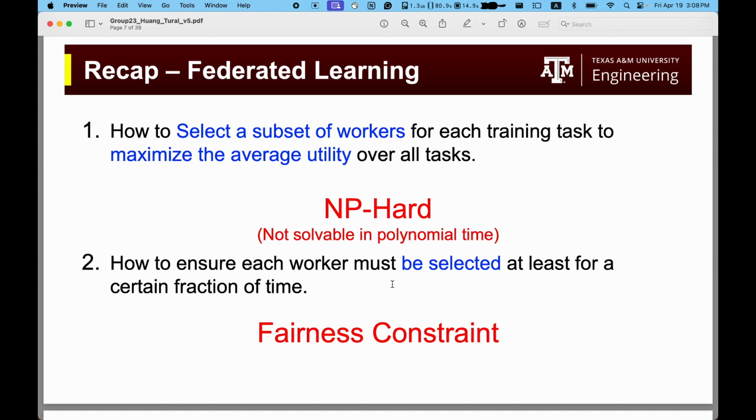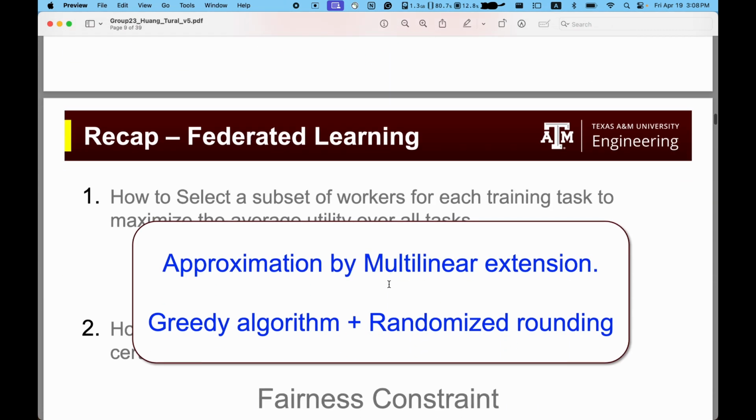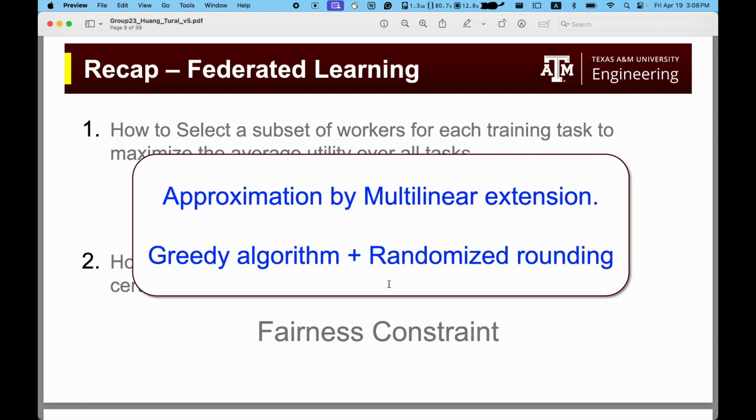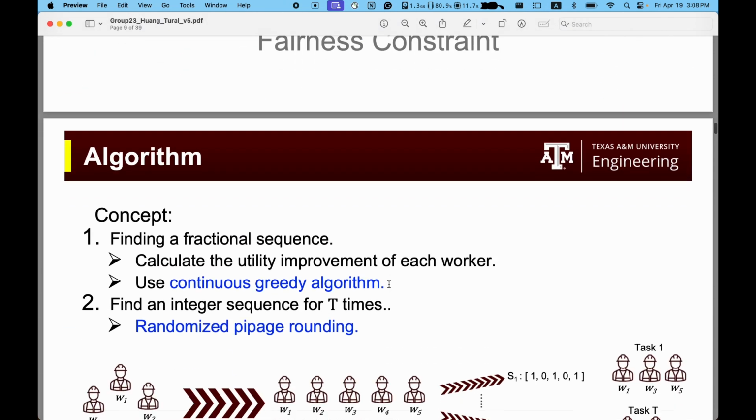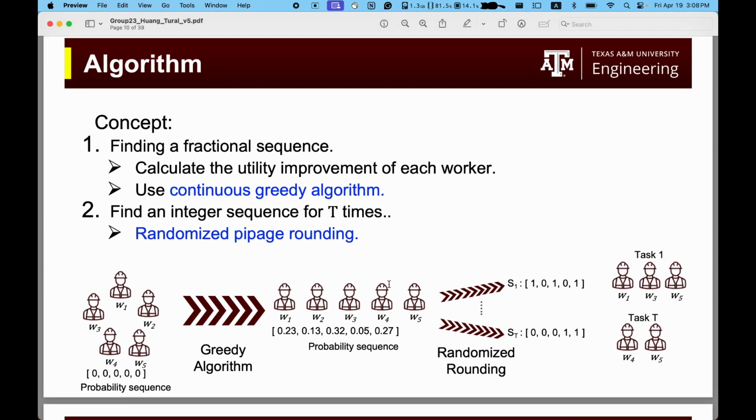So how do we solve this problem? Actually, in this paper, the author proposed a solution that transforms the problem into an approximation by multilinear extension. They also proposed an algorithm that uses the greedy algorithm and randomized rounding to select a subset of the workers, to maximize the utility of all tasks and also keep the fairness constraint. And here is the basic concept of the algorithm.